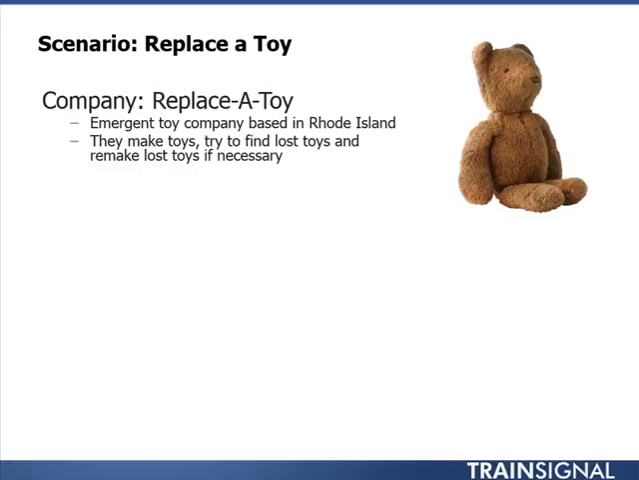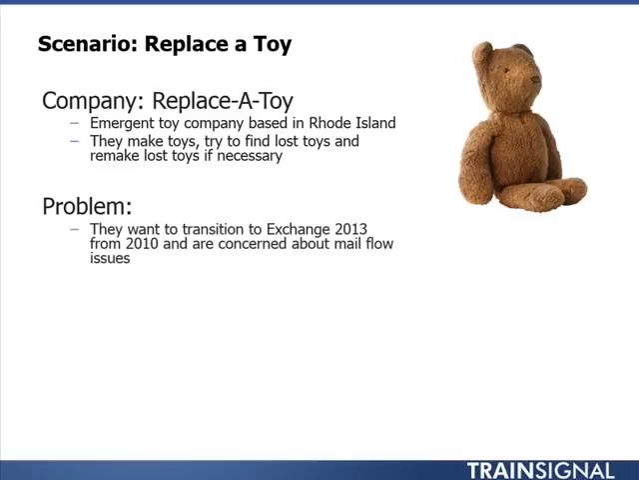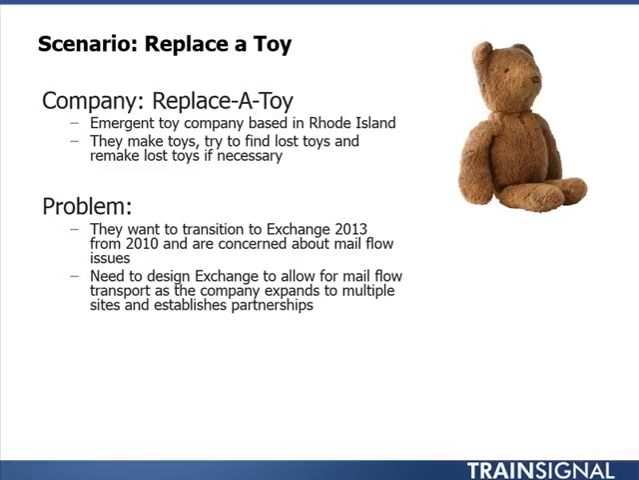It's a great idea. Now, the problem they're facing is that they want to transition to Exchange 2013 from Exchange 2010, and they're concerned about mail flow issues. They need to design Exchange to allow for mail flow transport as the company expands to multiple sites and establishes partnerships. Currently, they do have 3 sites, but they're looking to add a 4th and possibly even a 5th site with Exchange deployed within each site. They're currently using 2010 Edge Transport servers to ensure that their perimeter is protected with anti-spam settings that are configured and so forth.